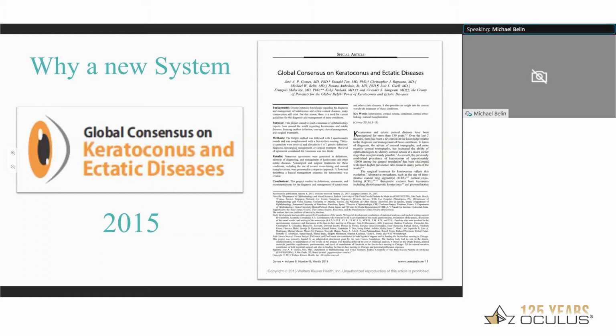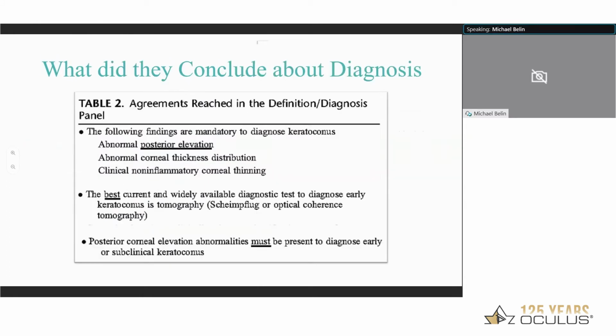And that's not just me saying it, but in 2015, there was a published global consensus on keratoconus and ectatic disease. That was the work of the four major multinational cornea societies, Asia Cornea, Pan Cornea, U Cornea, and the Cornea Society. And what did they conclude? Well, they said in order to diagnose keratoconus, you need to have an abnormal posterior elevation and an abnormal corneal thickness distribution, and realize again that the way we used to classify disease didn't look at either of these.